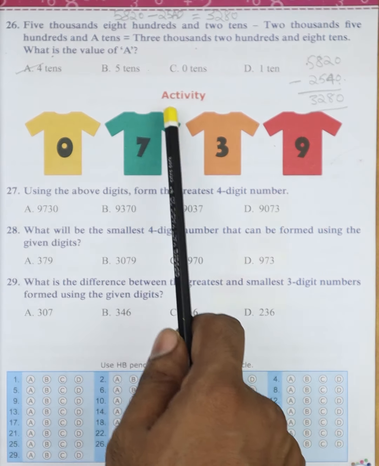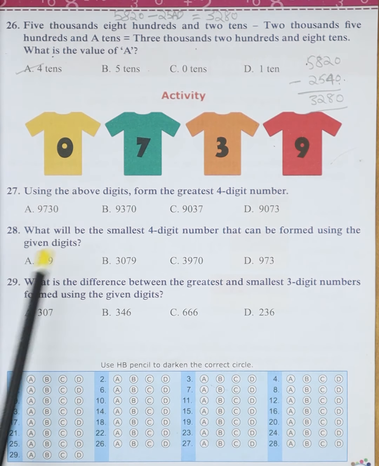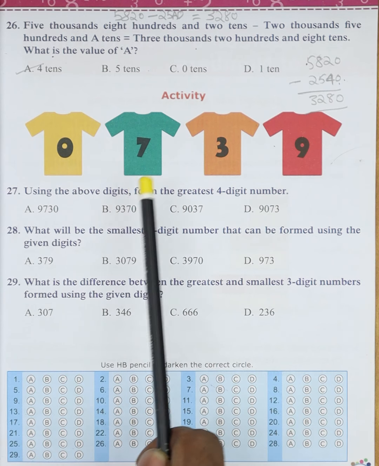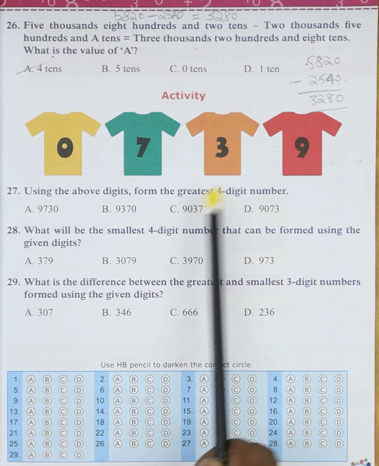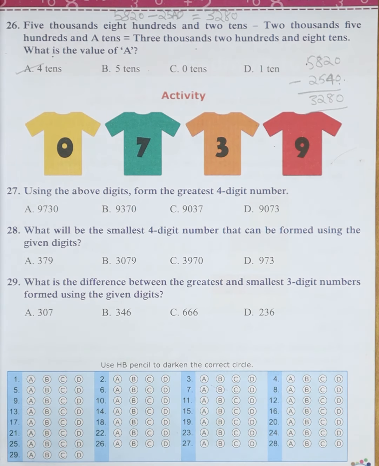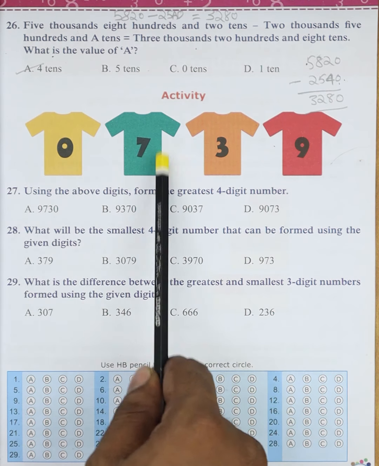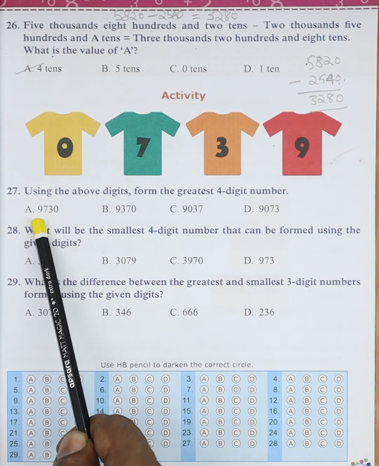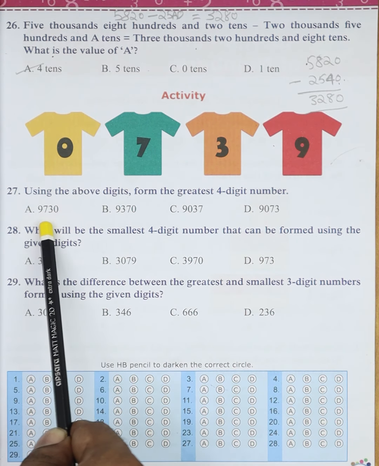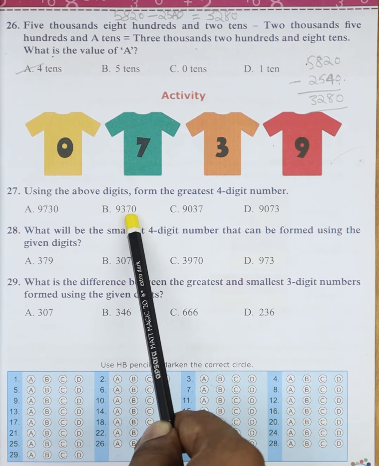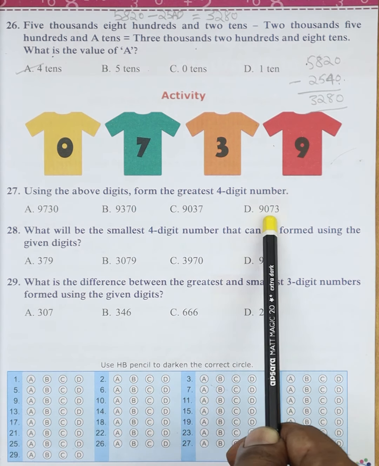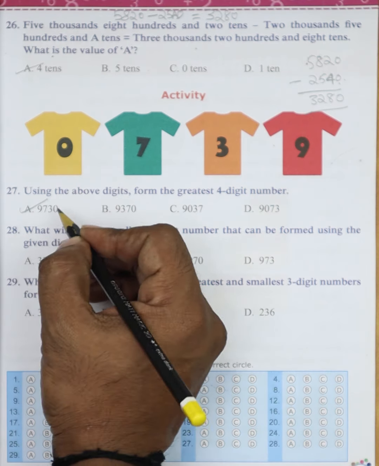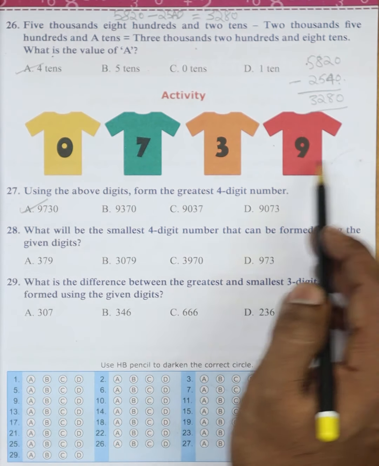Alright, moving on to the next section, activity. So question number 27. Using the above digits, form the greatest 4-digit number. So we have numbers 0, 7, 3, 9. So 9 is the greatest number, and if you look at these options, we have 9730, 9370, 9037, 9073. So A is the answer because it is the greatest number that can be formed out of these numbers.